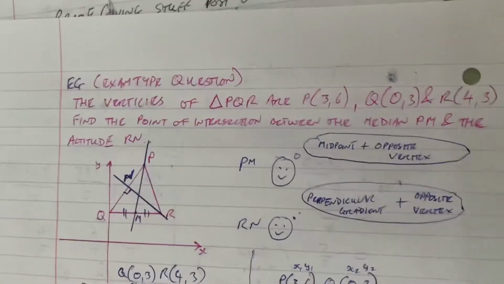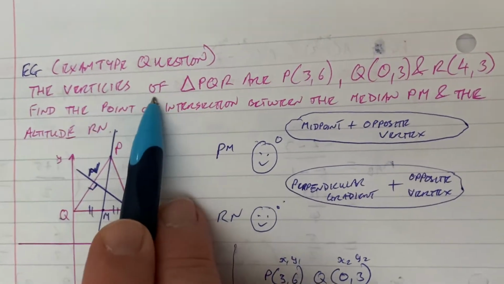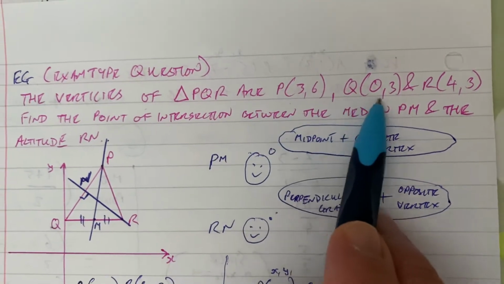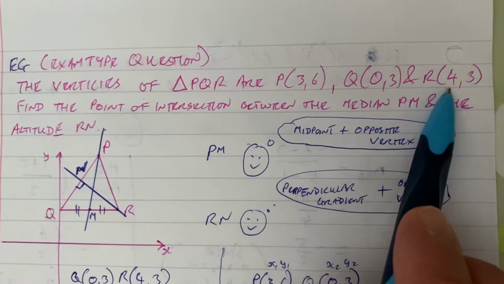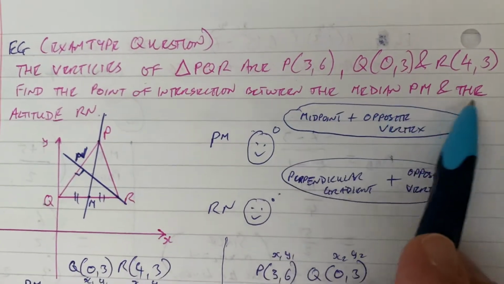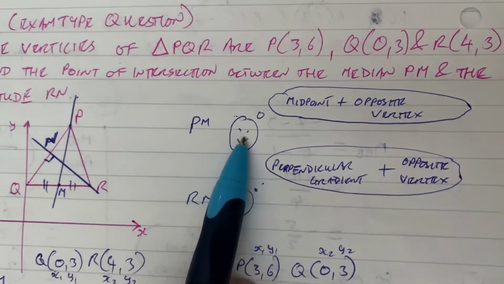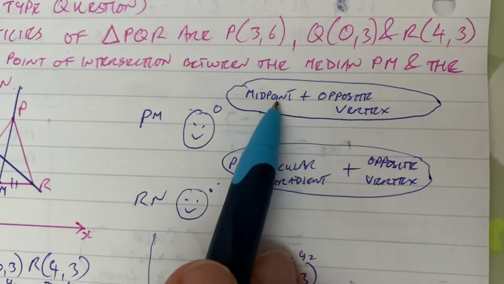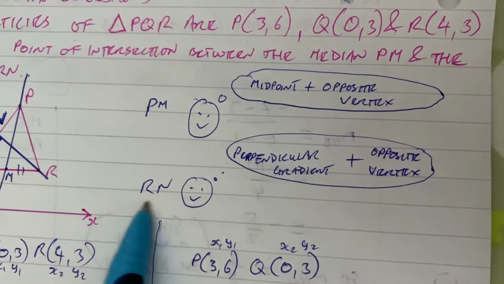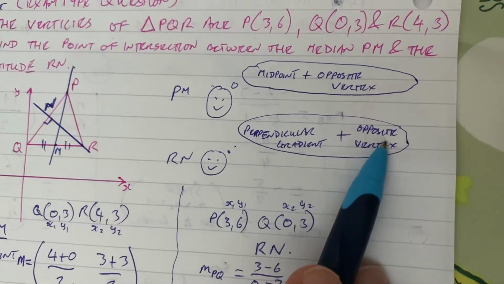So, this is an exam type question. The vertices of triangle PQR are P, which is (3, 6), Q, which is (0, 3), and R, which is (4, 3). We want to find the point of intersection between the median PM and the altitude RN. For PM, we're looking for a median, so we need the midpoint and the opposite vertex. For RN, it's asked for the altitude, so we need the perpendicular gradient and the opposite vertex.